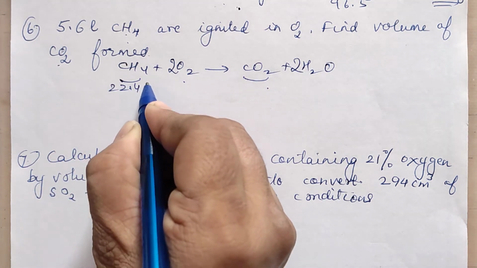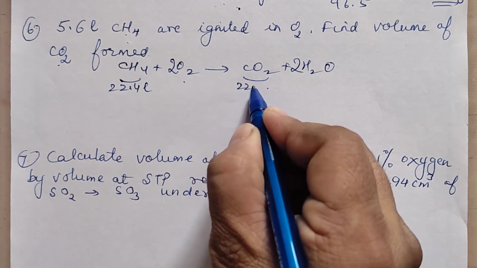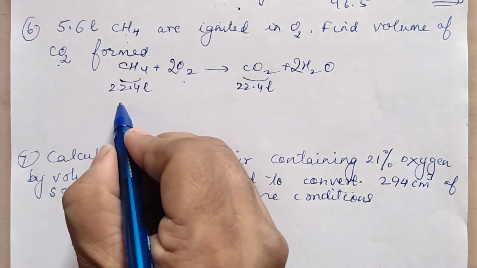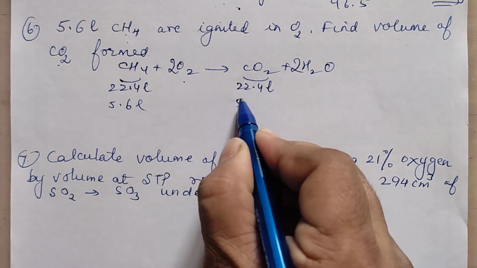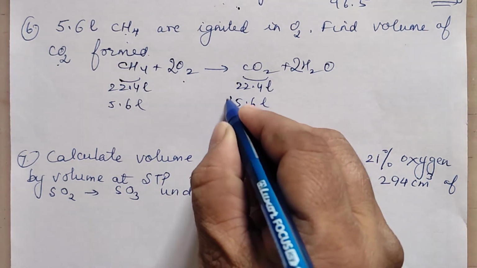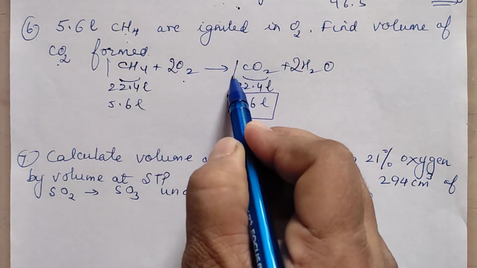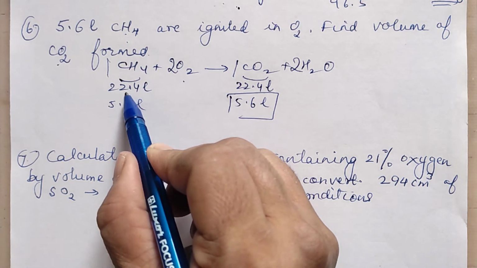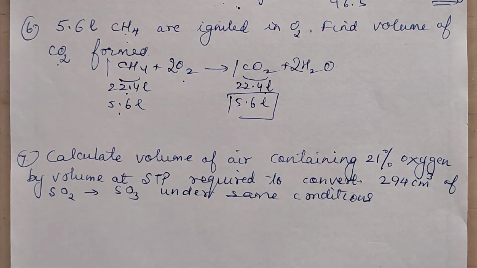22.4 liters will produce 22.4 liters. So if you take 5.6, obviously 5.6 will be required. Got it? So that's it. This much liter, because they are asking volume. This is 1 mole, this is 1 mole. If this is 22.4 liter, this is 22.4 liter. If it is 5.6, 5.6 will be required.